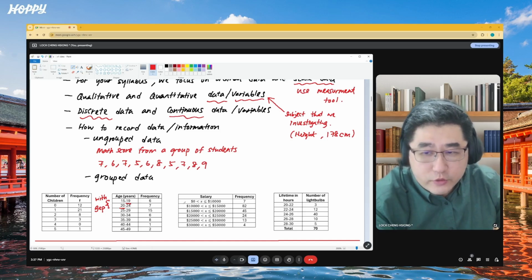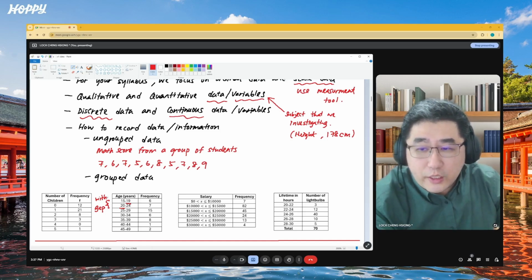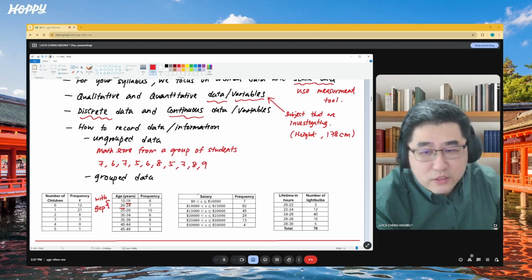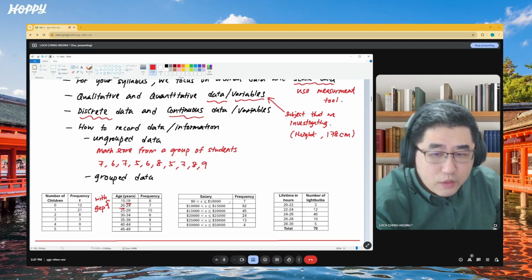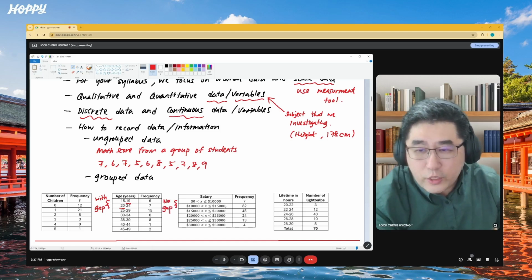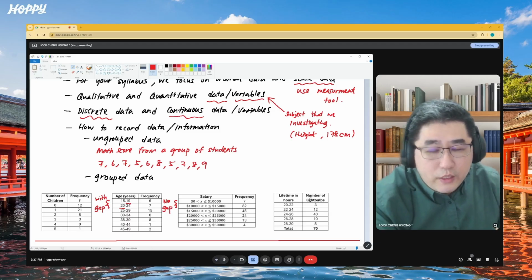Okay, so at the moment, you are expected to know how to read the data first. You may wonder, since I say here with gap, is there any example without gap? The next table, let's say salary. Salary is written in the form of inequality. Annual salary: there are 7 persons that earn 0 to 10,000. There are 82 people that earn 10,000 to 15,000. But this one you can see there is no gap. Okay, no gap.